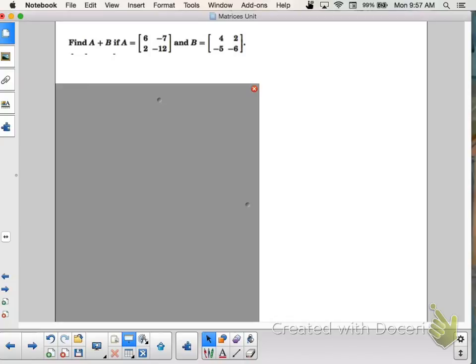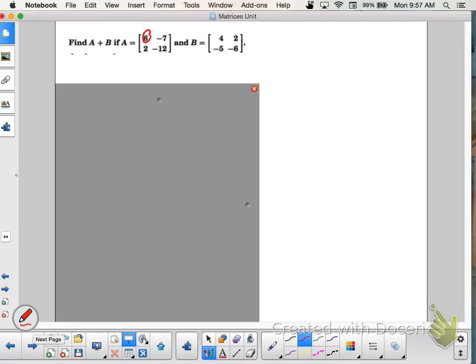So this first one that we have up here, I have a matrix A, which equals 6, -7, 2, and -12. And I have a matrix B that equals 4, 2, -5, and -6. I want to find A plus B. So the way that we're going to do this, kind of talked about it in the video that we watched on Friday, but all you do is you just match up your elements. So upper left hand goes with upper left hand, upper right hand goes with upper right hand, so on and so forth.